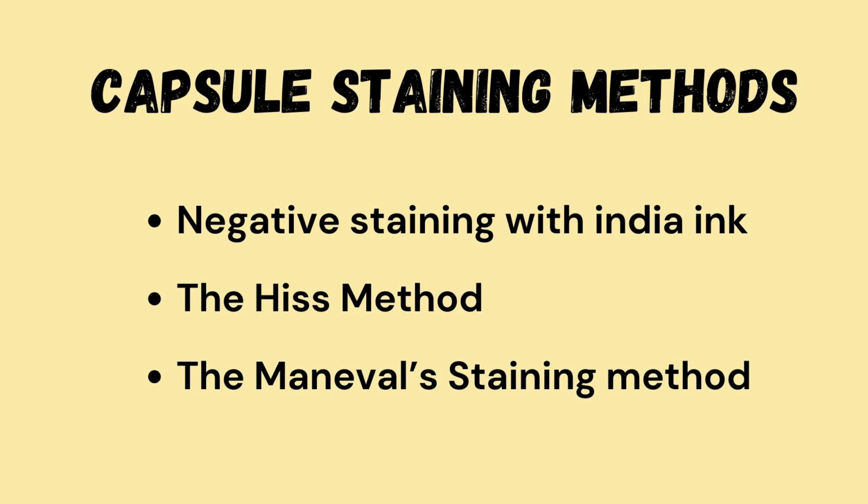Capsule staining methods. There are several methods for capsule staining. Negative staining with India ink. This method does not directly stain the capsule but highlights the background, allowing the clear capsule to be visible. The Hiss method combines a simple bacterial stain, for example crystal violet, with a negative stain, for example India ink or nigrosin, to highlight the capsule. The Maneval staining method uses a combination of acidic and basic stains to highlight the capsule. In this video, we will be discussing more about the India ink method of capsule staining.